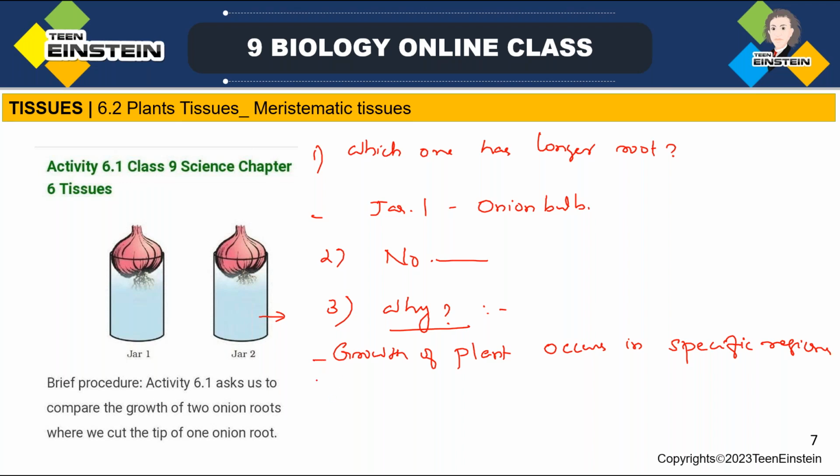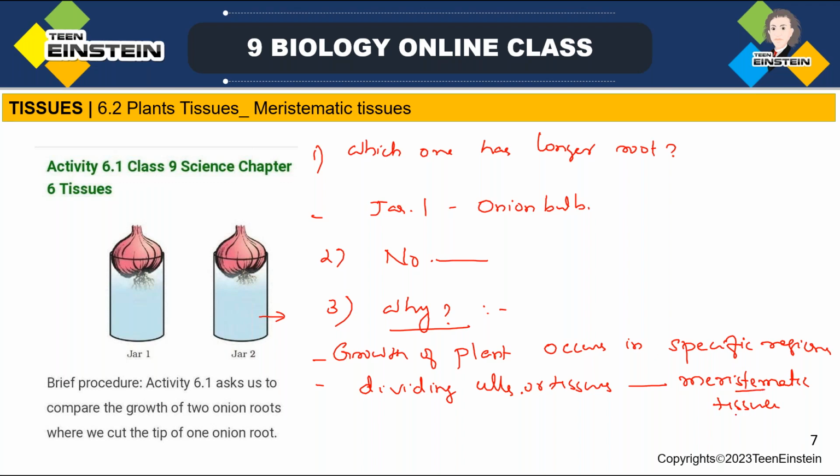And why is the growth taking place? It is due to the dividing cells. In plants there are specific growing regions where growth takes place. Why or how? Because in those specific regions, growing or dividing cells, or dividing tissues, are present. These are called meristematic tissues. Dividing or growing tissues are called meristematic tissues.